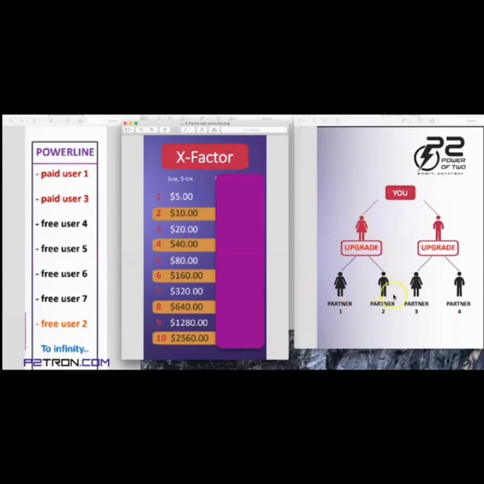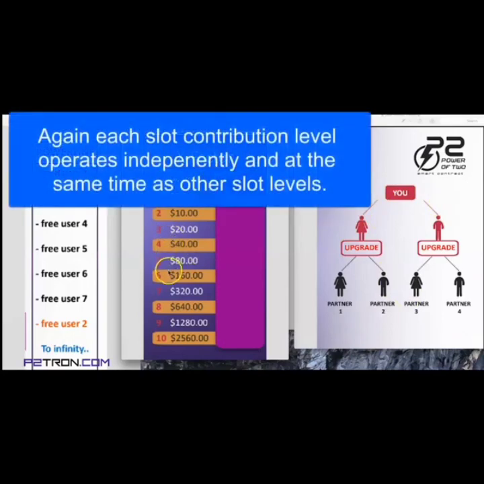The second one's going to cycle them. It goes up line. Guess where it goes? It goes to you in your first spot. Pays you $10 right here. And again and again and again. This can happen over and over again. It can happen independently for each different slot level.